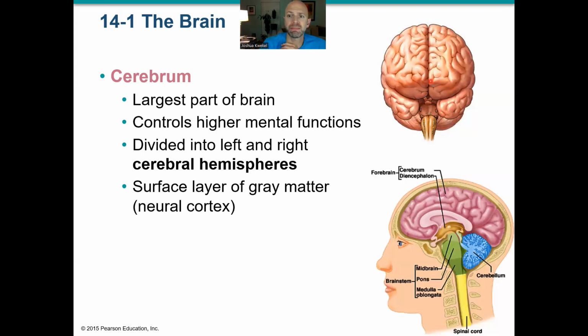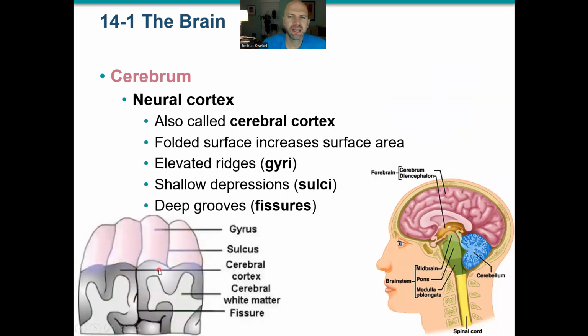The cerebrum is at the top. Okay. And the surface of the brain, the cortex, is all gray matter. Okay, the cerebrum. So here's a cut section.